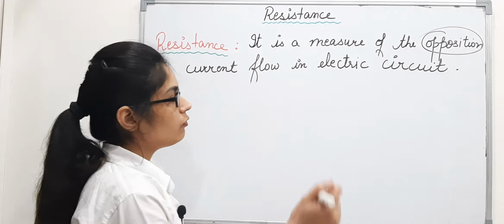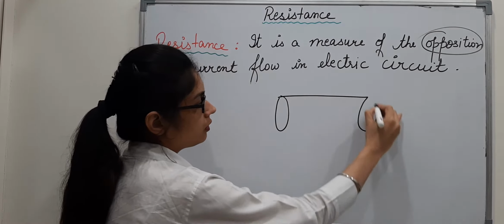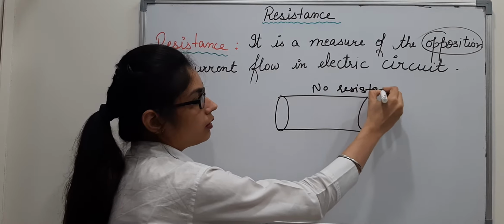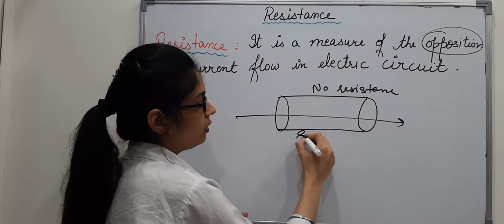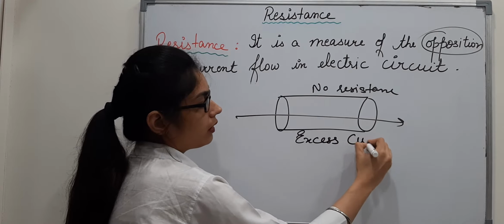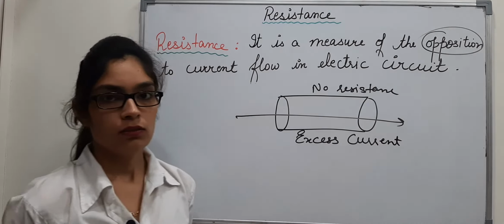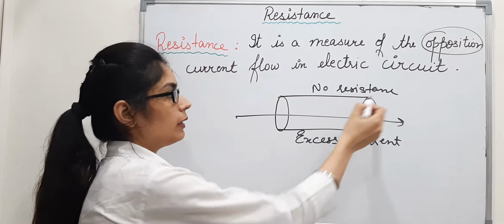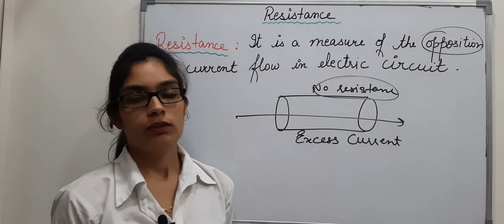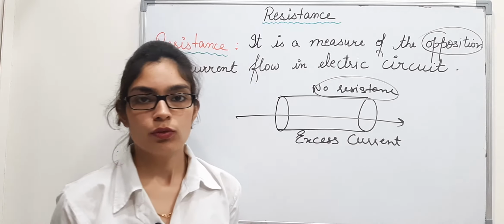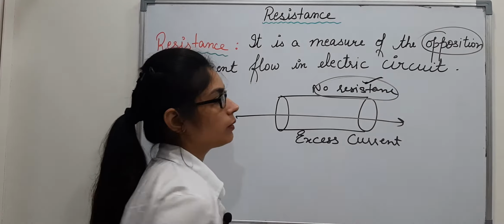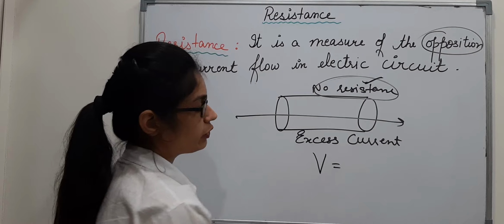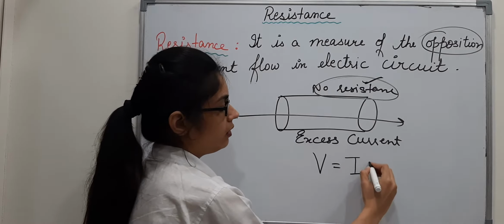For example, if you have one conductor and if there is no resistance, it means excess current will flow through this conductor, due to which it can break down also. So to prevent this, we can say resistance is used to limit the flow of current.